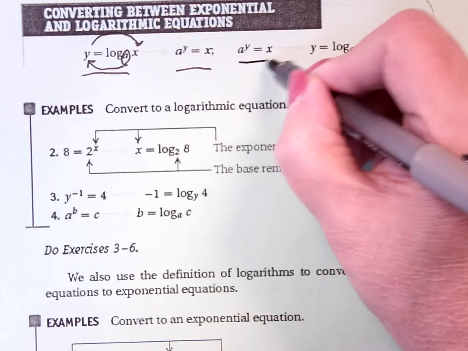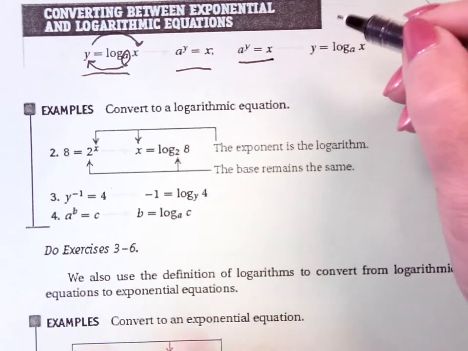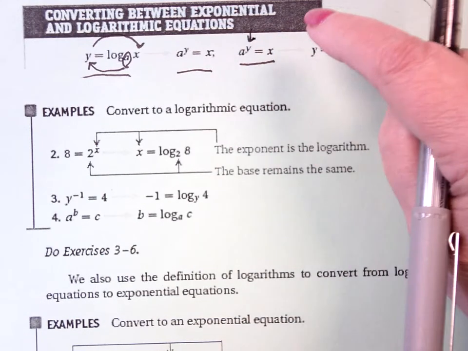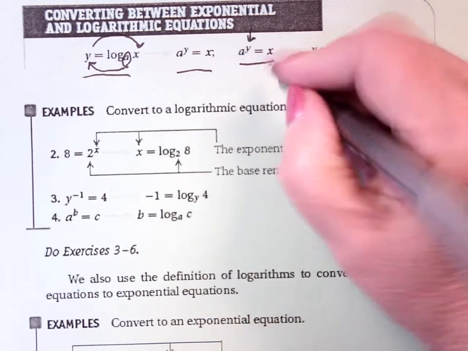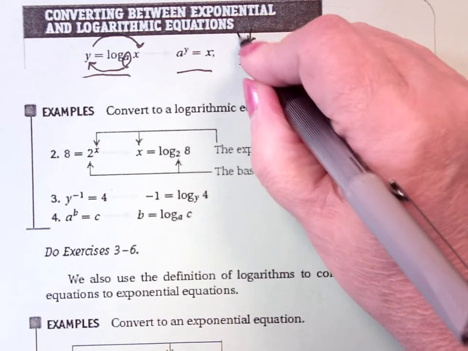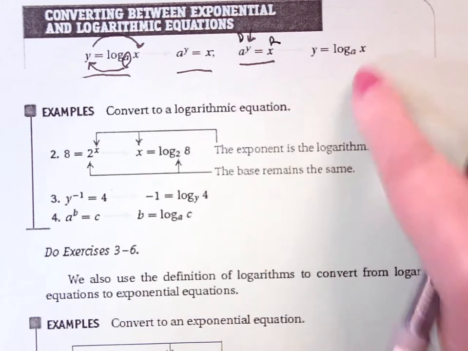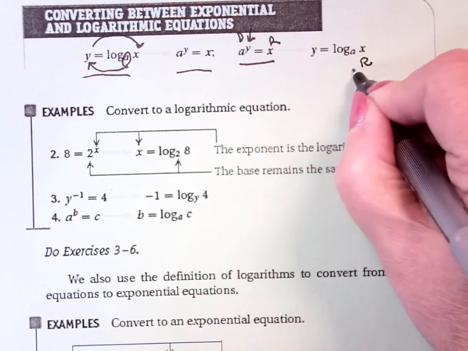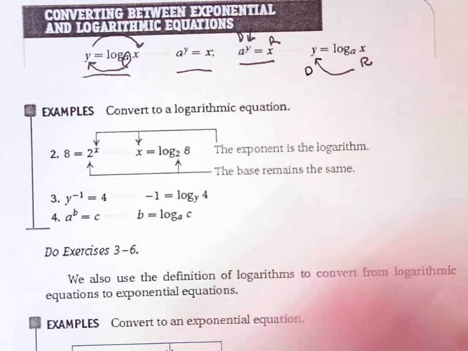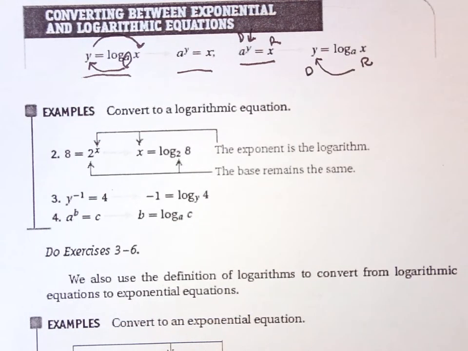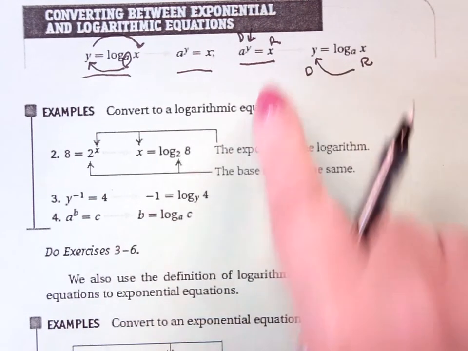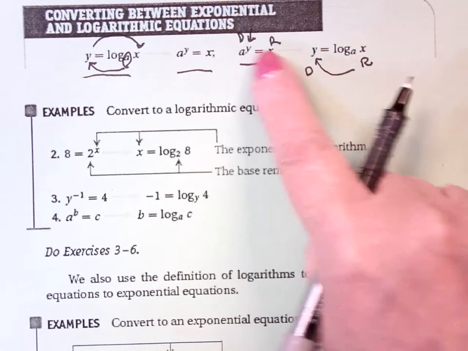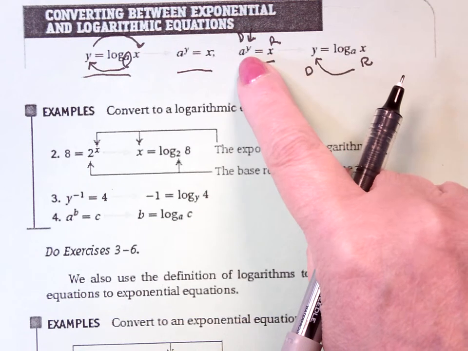Now, if I know that a to the y is equal to x, well, what do I know? This is a domain value, and this is a range value. So this guy's domain, this guy's range. The logarithm picks up range values and returns them to domain.